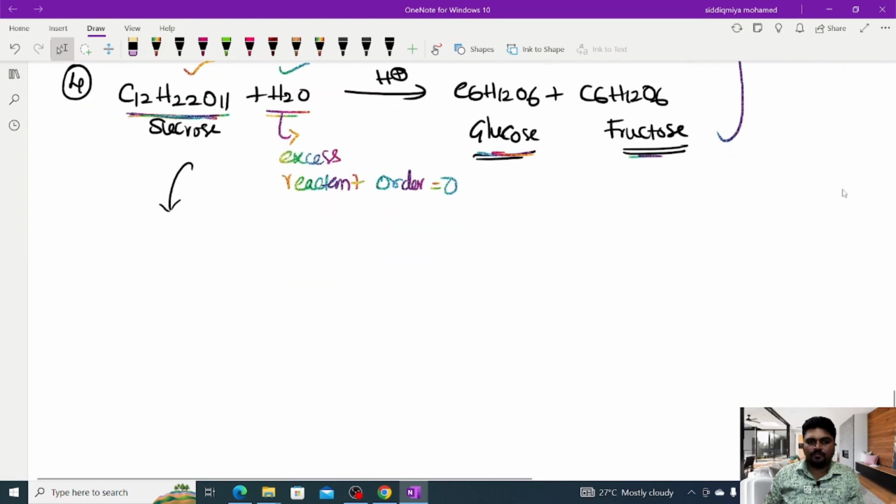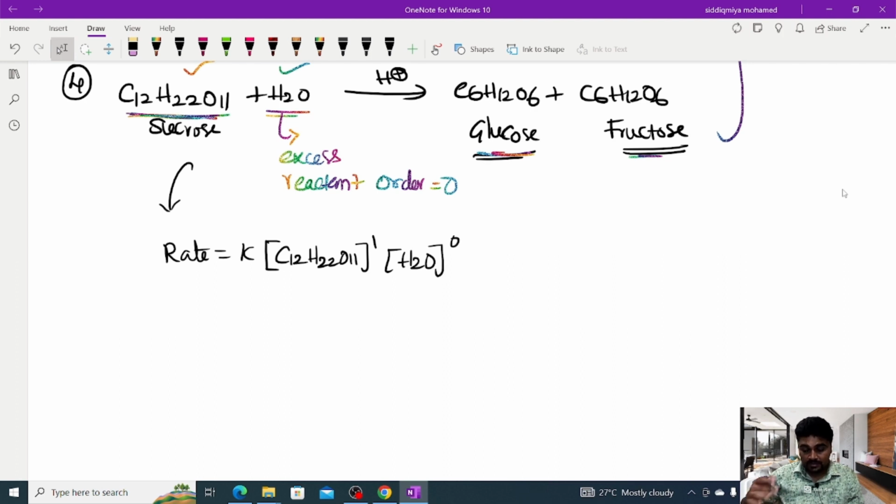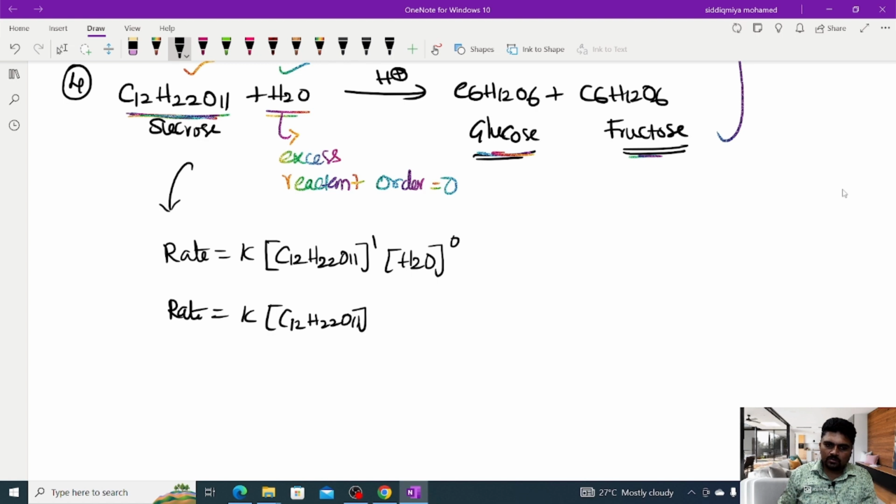So for sucrose hydrolysis, what can we write? Rate of reaction is equal to K into concentration of sucrose C12H22O11 power 1 and concentration of water power 0. Why? Because water is in excess. Hydrolysis of sucrose means we are hydrolyzing the sucrose, so water is in excess amount. So we will write rate is equal to K into C12H22O11 power 1. The order is 1. Like this.